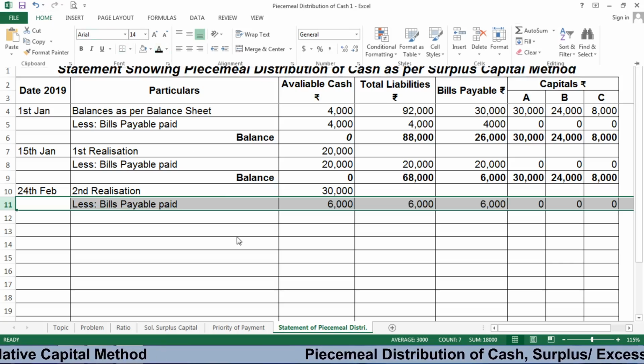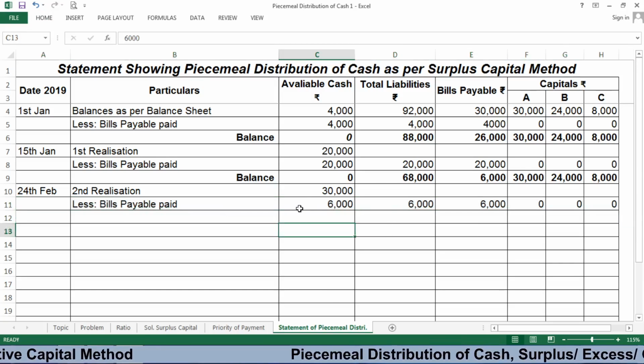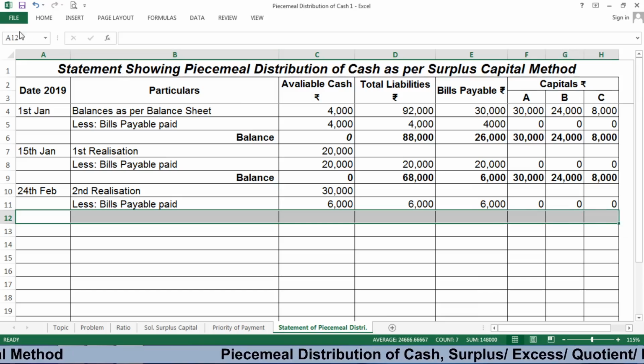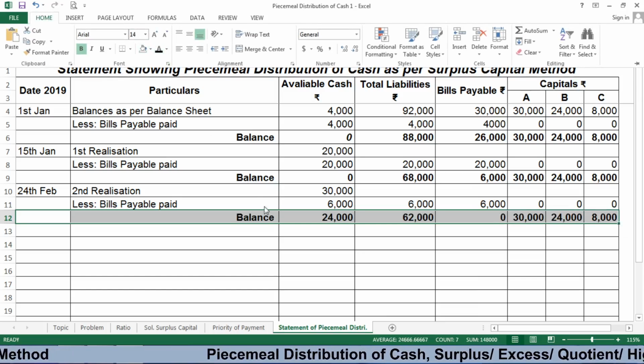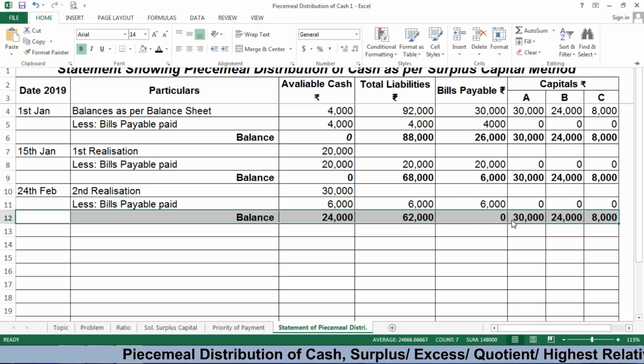Okay, so here our next payment is 6,000 for bills payable. So total liability will be reduced by 6,000 and bills payable will be reduced by 6,000. Now bills payable comes to 0. So in the next step, our balance will be, as you can see, cash 30,000 minus 6,000, 24,000. Total liability was 68,000. It comes to 62,000 and our bills payable is nil. Now we don't have to pay a single rupee because it is already nil.